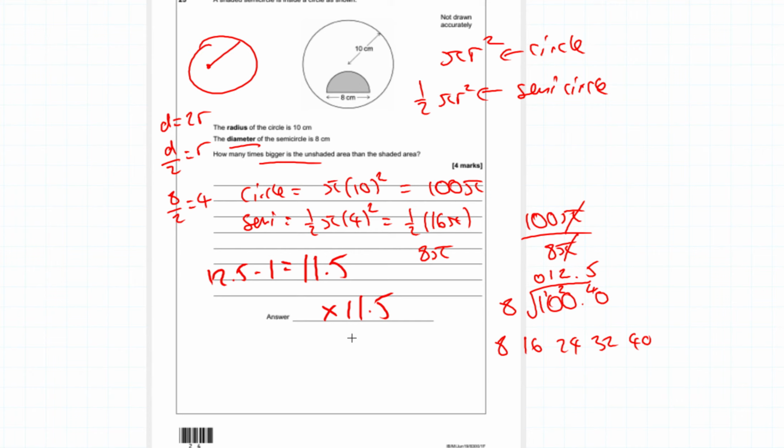So therefore the 11.5 part is 11.5 times bigger, simply because we've removed the 1 from the fact that we've got one of those diameters inside the area. If it was outside the area, so if it was like this, and then you had an unshaded region, this would be 12.5 times bigger. But as it's inside, you remove one of the areas away, so that's why it's 11.5 times bigger.